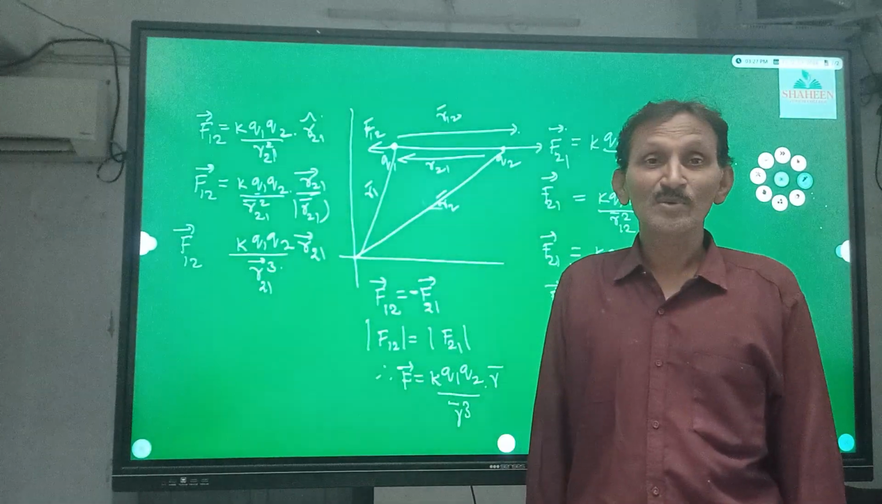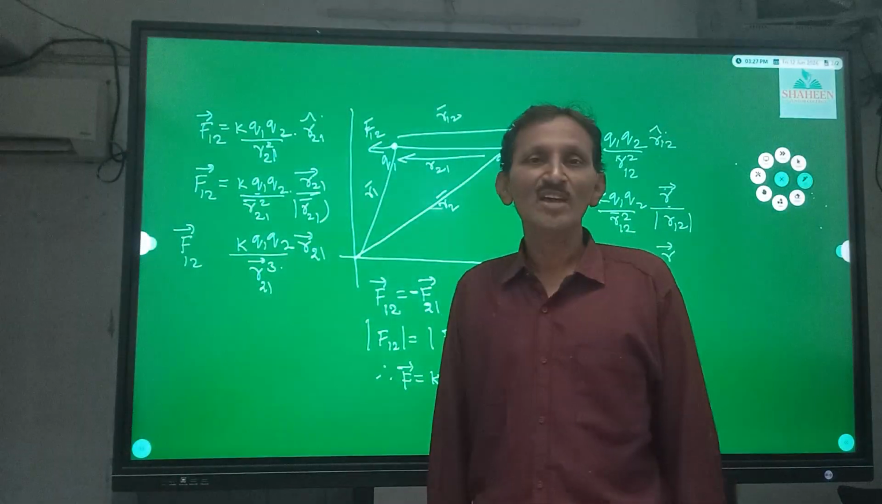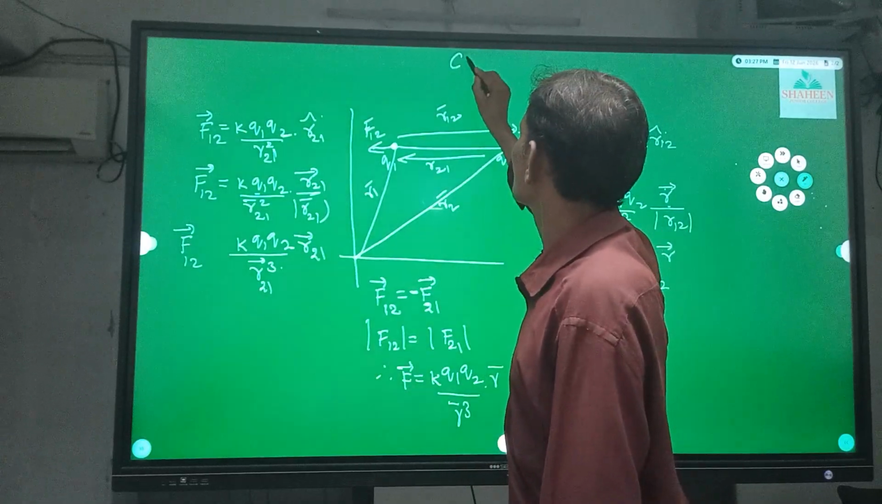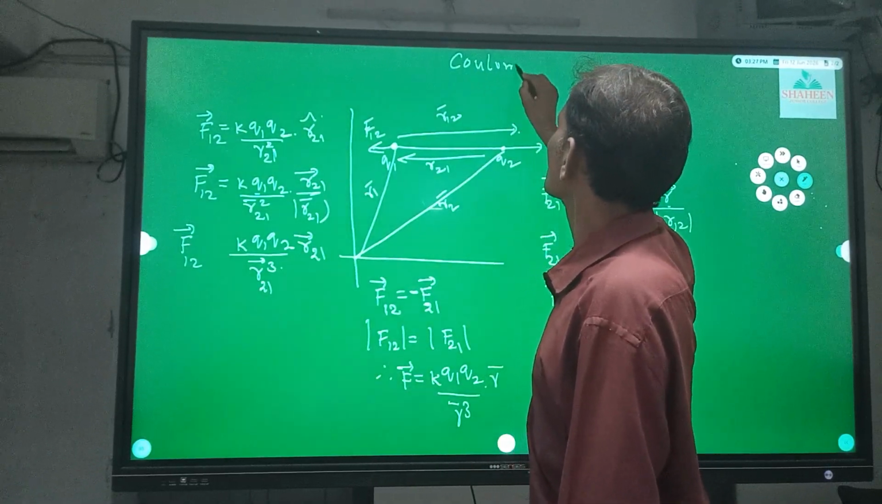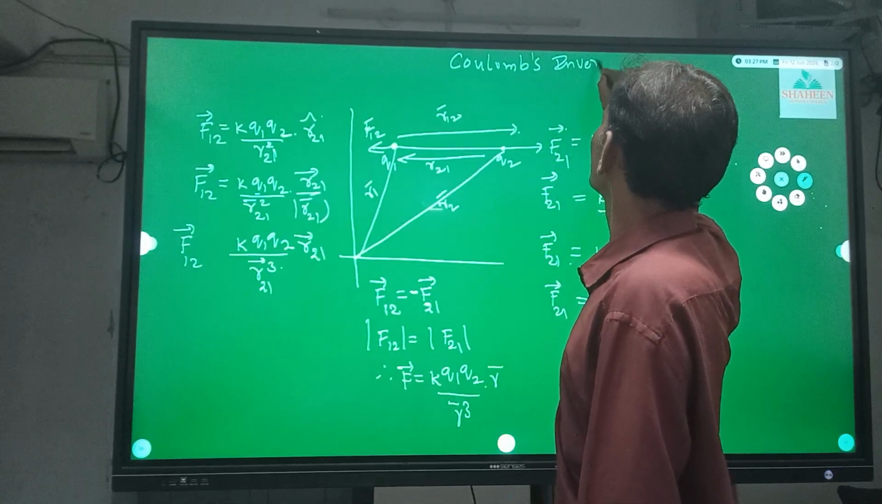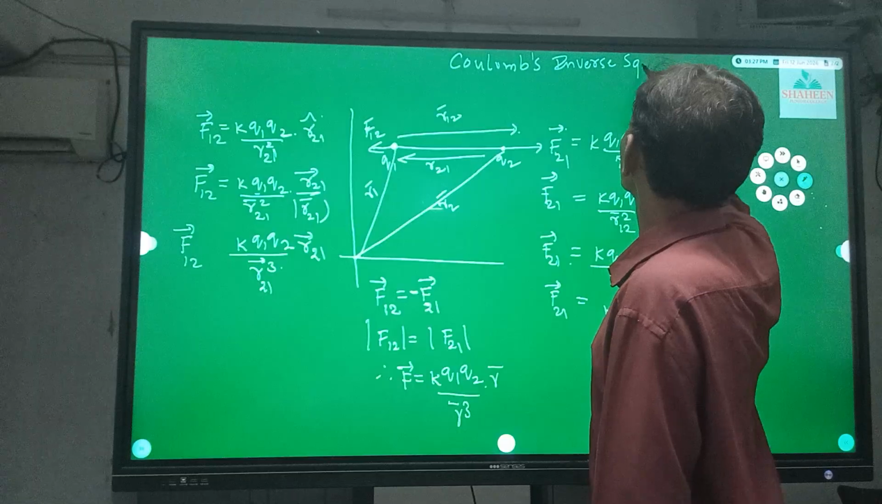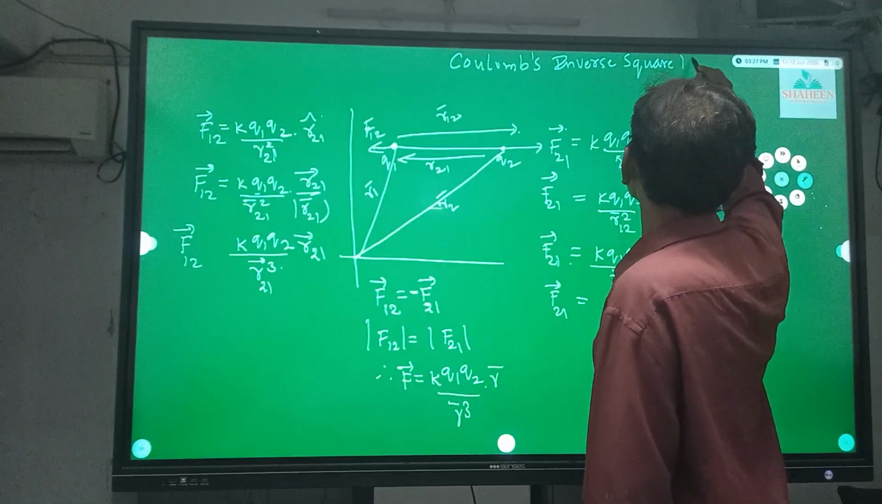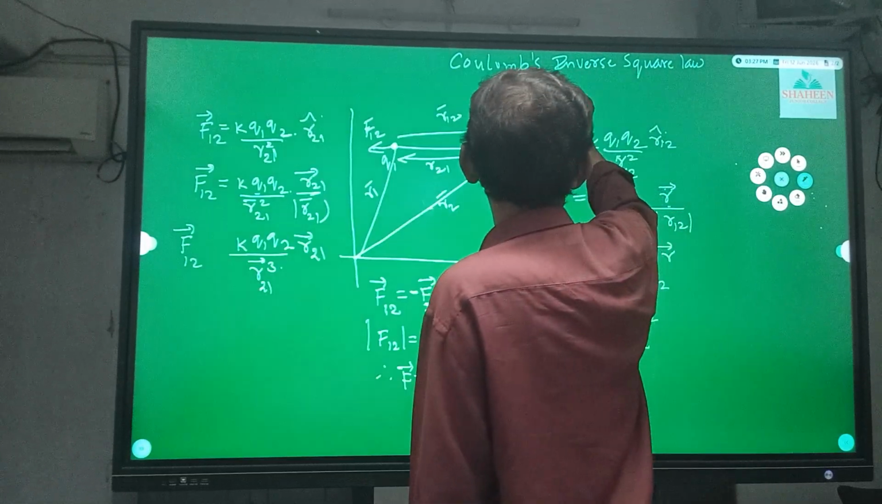Today we are going to discuss Coulomb's inverse square law in vector form.